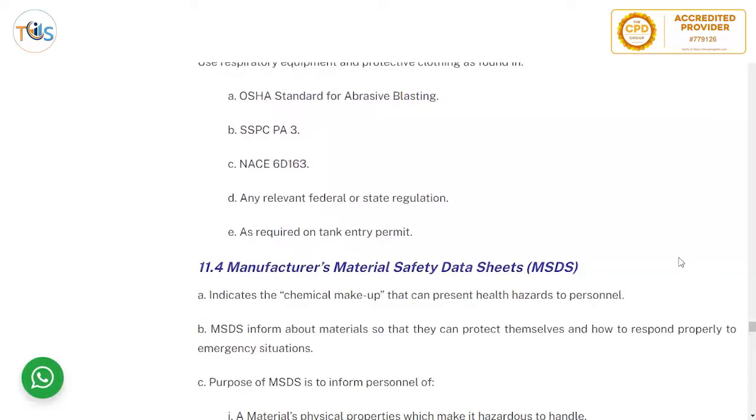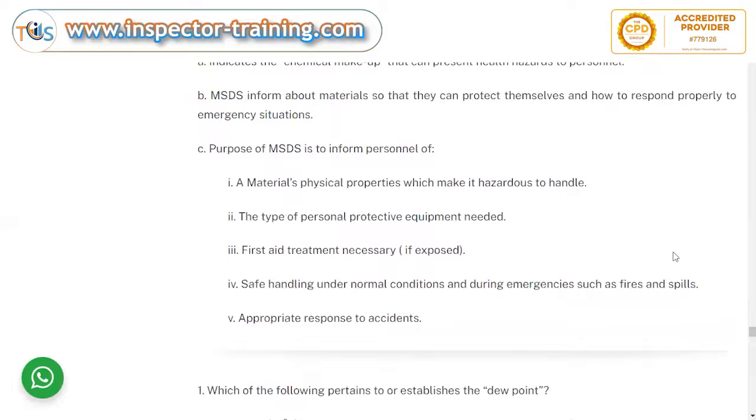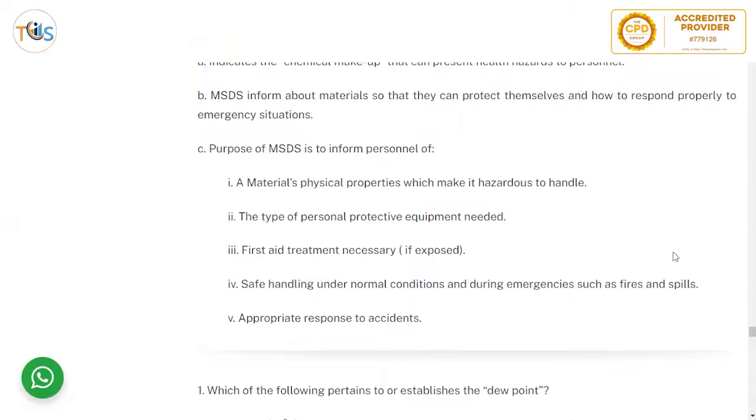Surface preparation and lining application. Use respiratory equipment and protective clothing as found in OSHA standards, SSPC PA 3, NACE, and any relevant federal or state regulation as required on the tank entry permit. The manufacturer safety data sheet indicates the chemical makeup that can present health hazards to personnel. MSDS inform you about materials so you can protect yourself and respond properly to emergency situations.